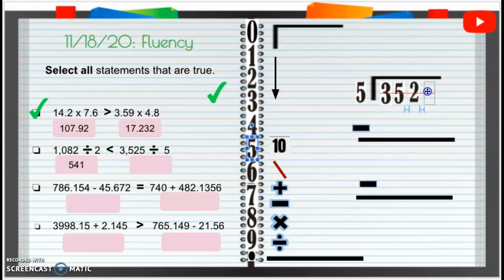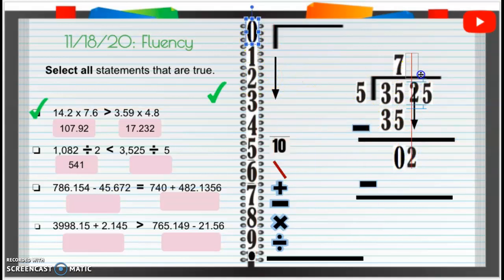All right. How many times can 5 go into 3? It can't. What about 5 into 35? I know that can go in 7 times. 5 times 7 is 35. 35 minus 35 is 0. Bring down that 2.